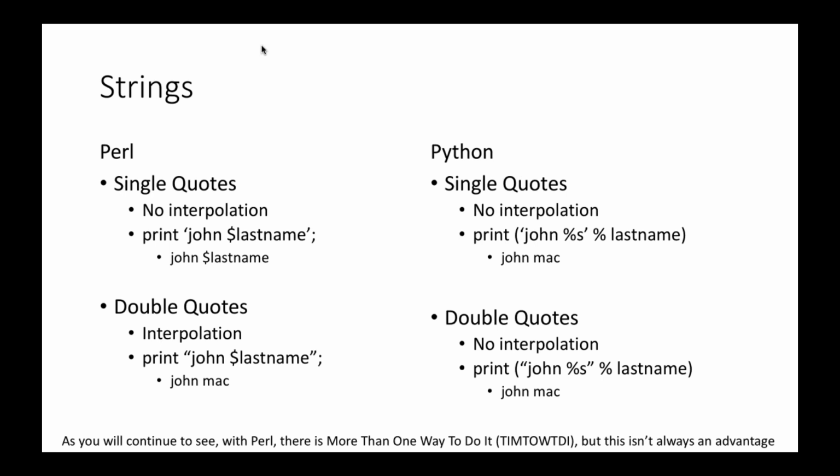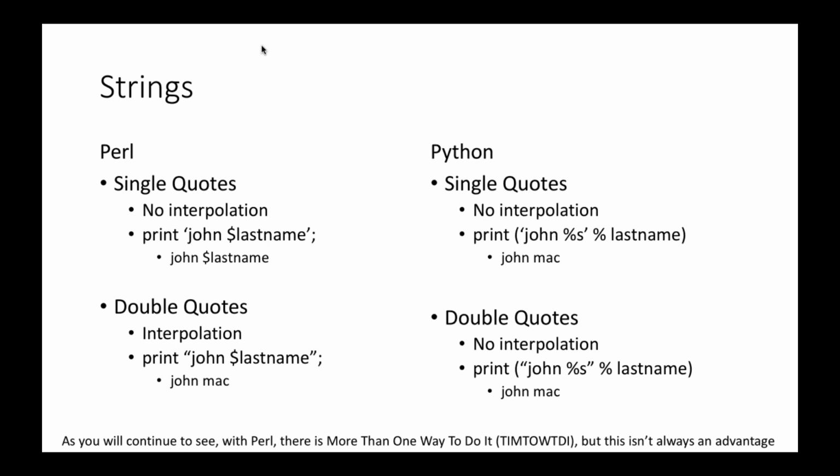Perl quotes make a difference. In Python and a lot of other languages, quotes don't make a difference. And really, I've got this nice little quote down here on Perl: there's more than one way to do it. It's not always an advantage. Perl has this habit of letting you do things multiple different ways, and it makes it harder sometimes later to go back and figure it out, or if somebody else wrote it.